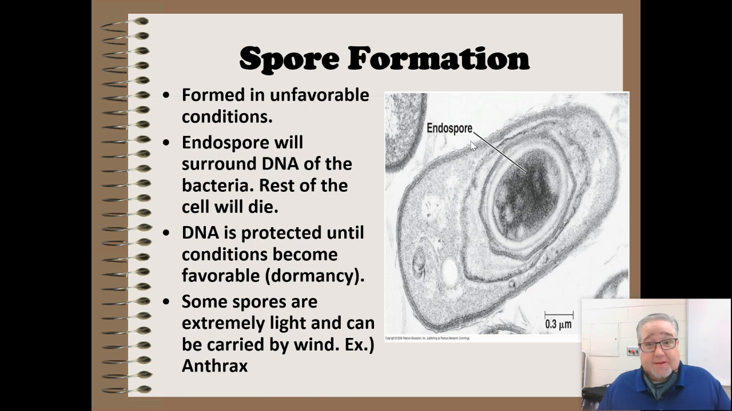So the thing about these endospores is a lot of times they're really light. They can be carried by the wind or by the water. They can be moved from one place to the next. A really good example of this is something called anthrax. Anthrax is a bacteria that forms an endospore that is super duper light. It's almost like a powder, and it can just be kicked up into the air and blown, and it's a pretty bad disease. You don't want to contract that one.